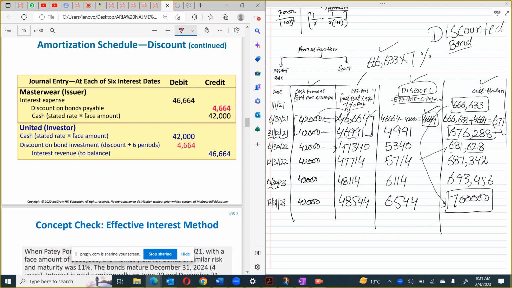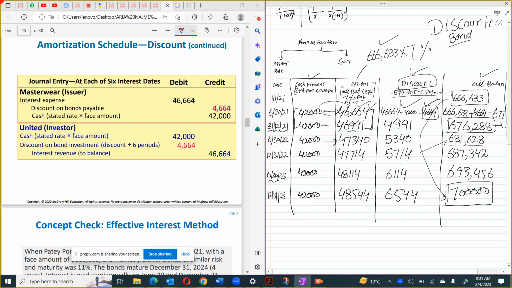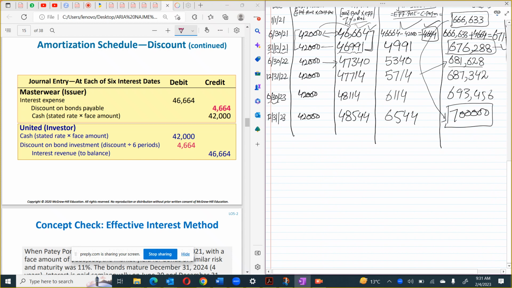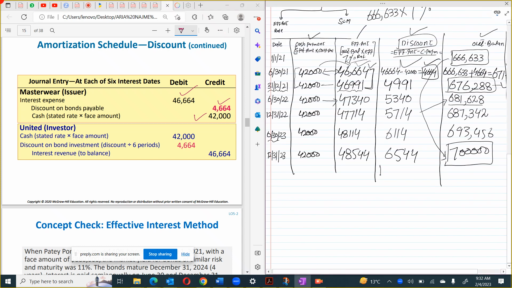First of all, what will be the double entry for interest expense? Be careful. You will debit the interest expense. You will credit the cash amount of 42,000, and you will credit the discount on bond, the difference between interest expense and cash balance. So for this column, this is the discount column. You will credit for the investor. This you will debit, this you will credit.